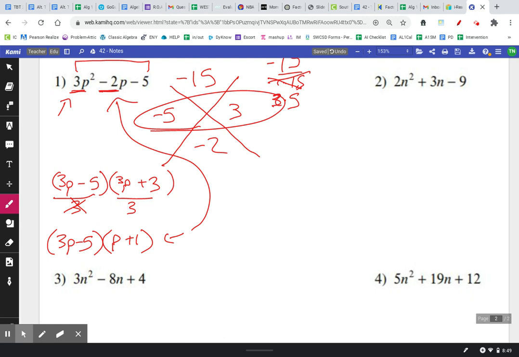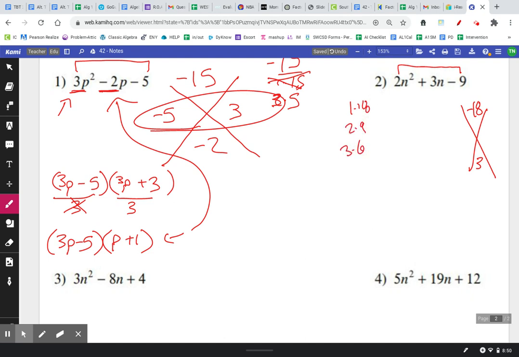Awesome stuff. All right, let's check out number 2. Problem number 2. Again, this should start to become routine. A times C. 2 times 9. We get negative 18. It's a little rough looking. And they need to add to 3. So think about what your factors of 18 are. My factors of 18 should be 1 and 18, 2 and 9, and 3 and 6.